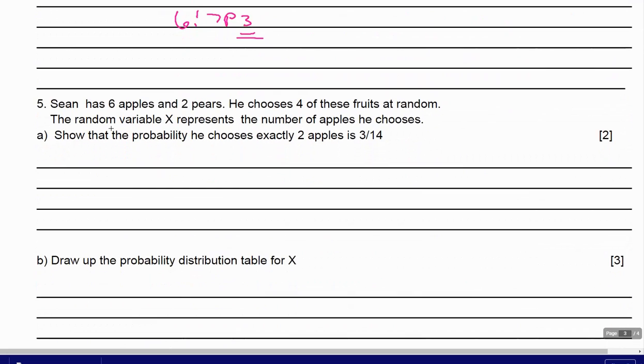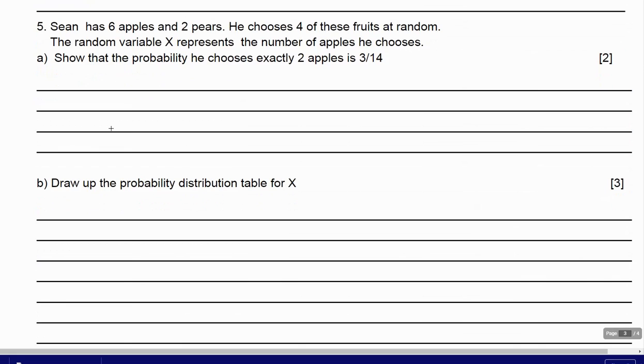All right, what about number 5? It says, Sean has got 6 apples and 2 pears. He chooses 4 of these fruits at random. The random variable x represents the number of apples he chooses. Show the probability he chooses exactly 2 apples is 3 over 14. How can I find the probability that he chooses? Now again, how many is he choosing? All right. Now, what's the probability that 2 of those 4 are apples? How can I go about doing this?